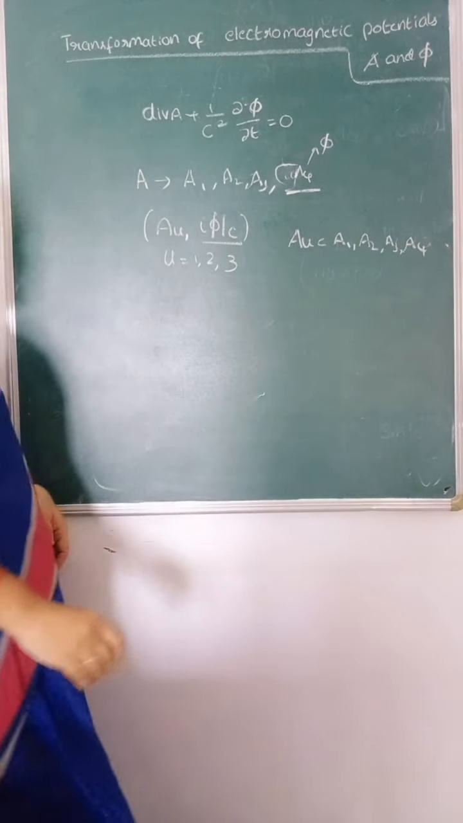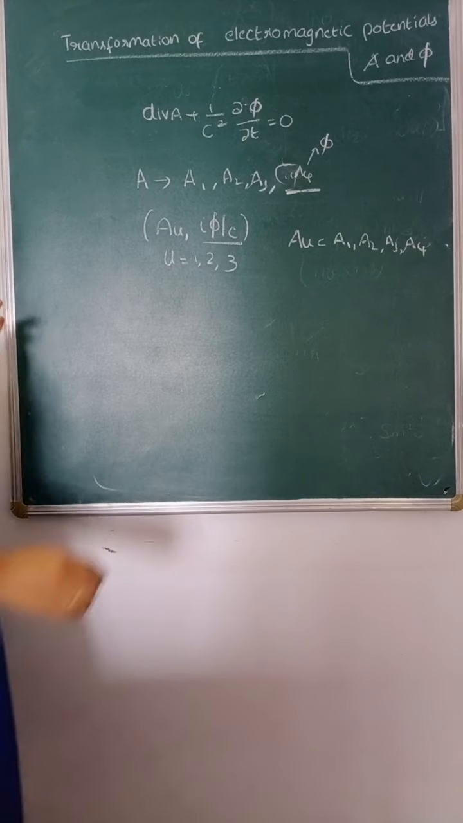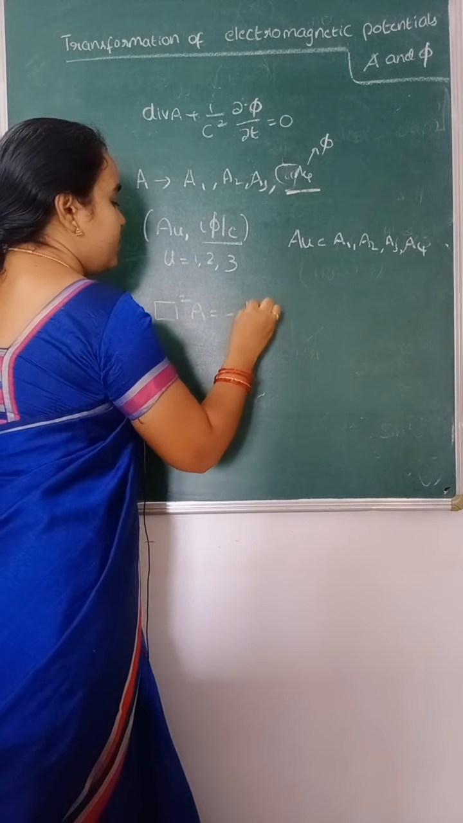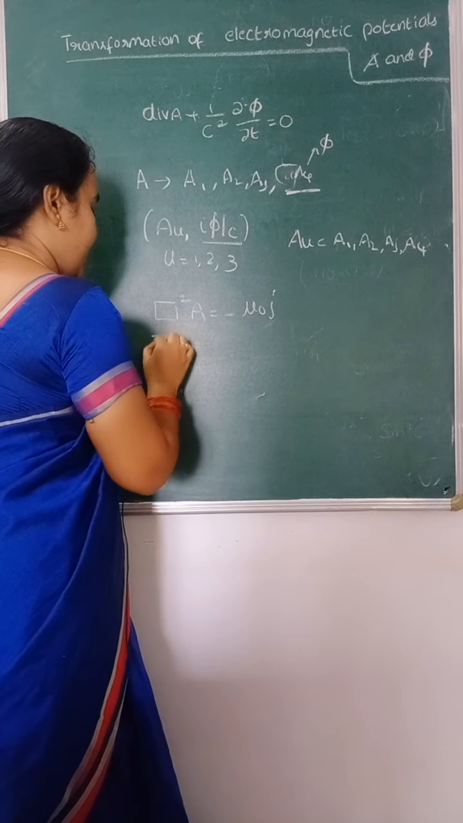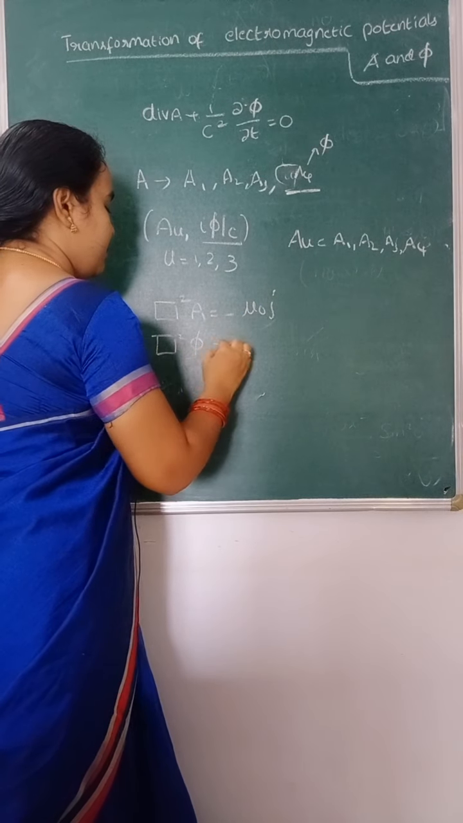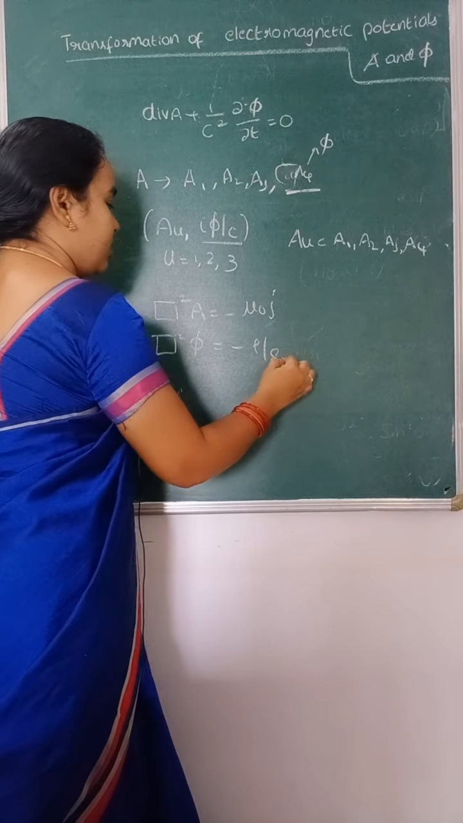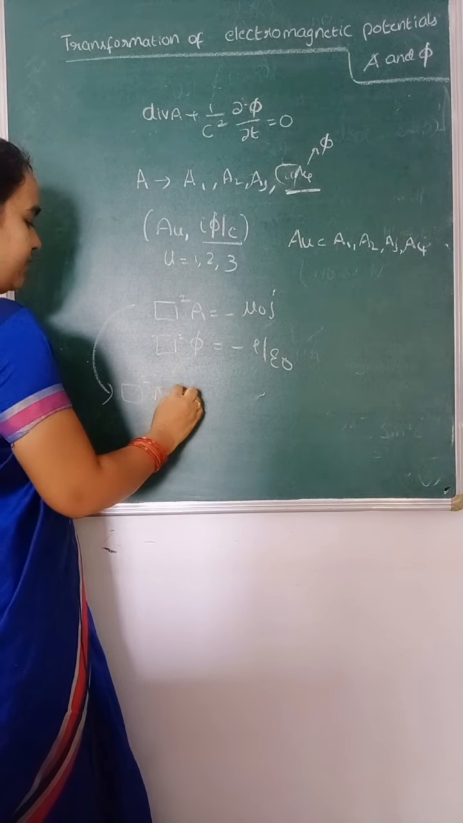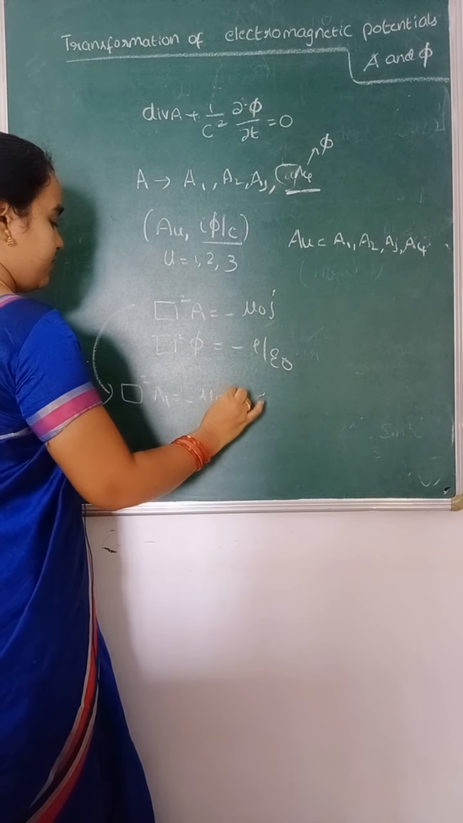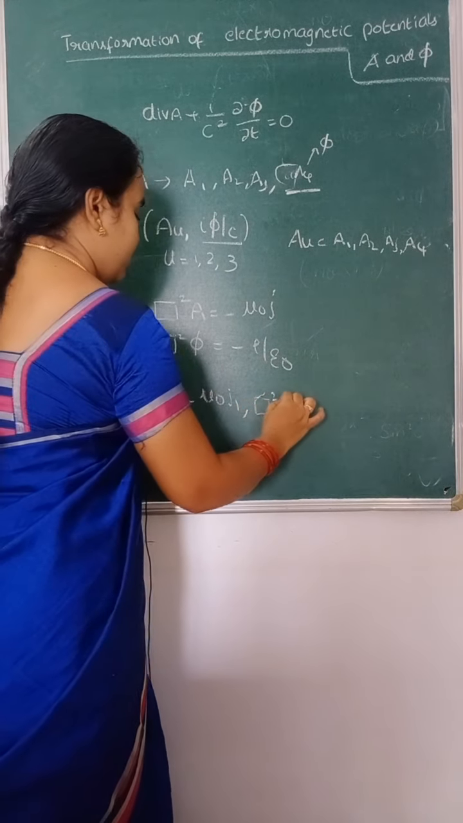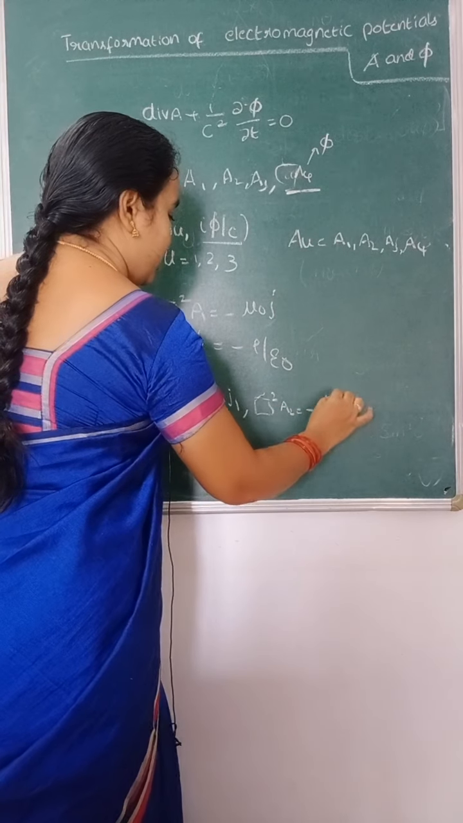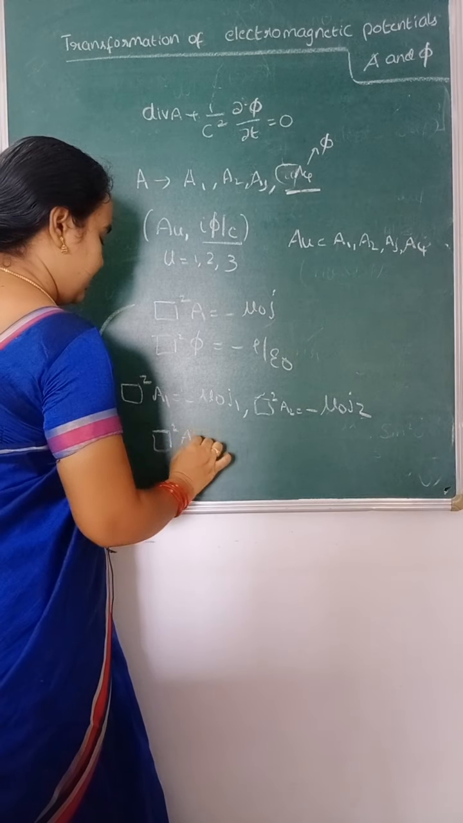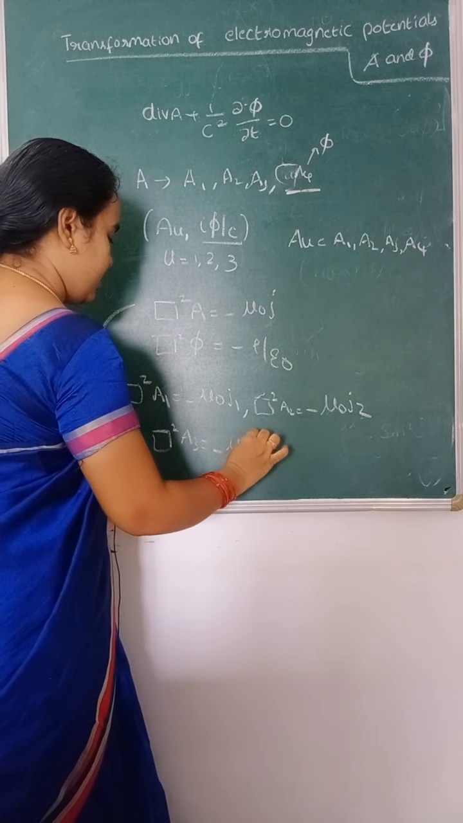So first we will take the Maxwell field equations. What are Maxwell's field equations? Del square A is equal to minus mu naught J, and del square phi is equal to minus rho by epsilon naught. So the first equation is, for del square A1, minus mu naught J1. For del square A2, this is minus mu naught J2, and del square A3, this is minus mu naught J3.